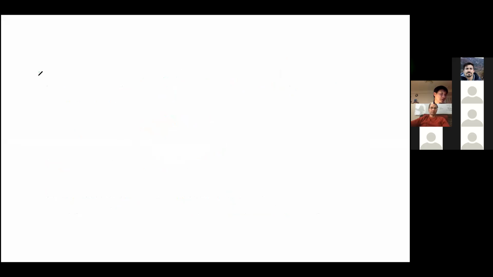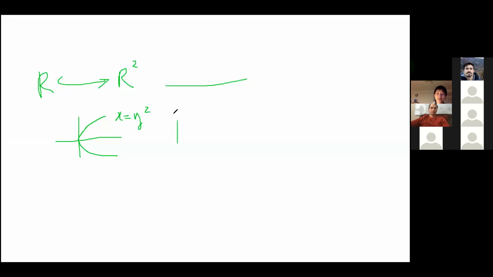So I want to show R mapping to R2. First one, of course, I map this into a line here, right? Second one, so I look at this graph, this embedding x equal to y squared. So this has a polynomial distortion.